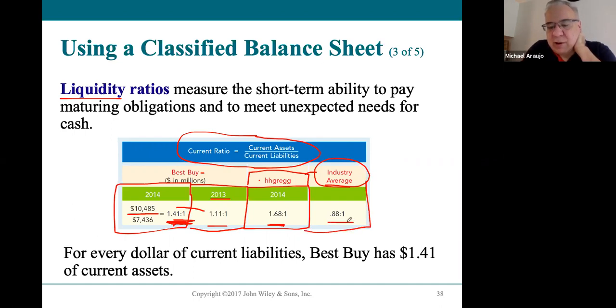And you can see that from the industry average current ratio. Their current ratios are pretty bad. They have 88 cents of current assets to cover every dollar in current liabilities. So if everything was due today, most of them would be in trouble. H.H. Gregg is in good shape by those numbers. Best Buy is in good shape by those numbers. The industry as a whole is in a very weak shape in terms of liquidity.